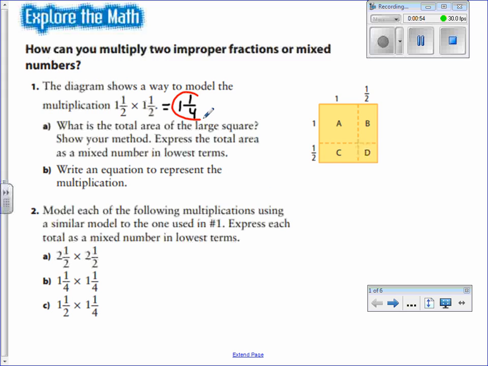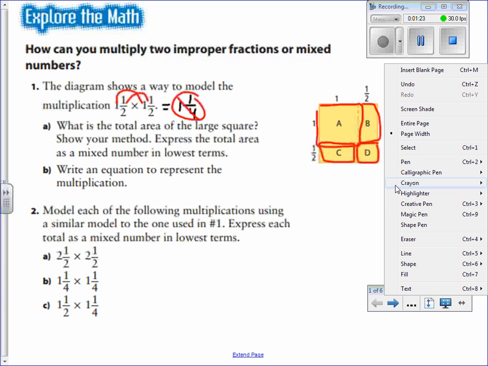So do not do it like this. You do not multiply the whole numbers and then multiply the fractions. That will not give you the correct answer. Because if you multiply 1 times 1, yes, you've done this square here when you find the area, and you've done this little square over here. You've found the area of A and D, but you have not found the area of B or C. So in order to get the correct answer to this question, you're going to need to find the area of all 4 sections.